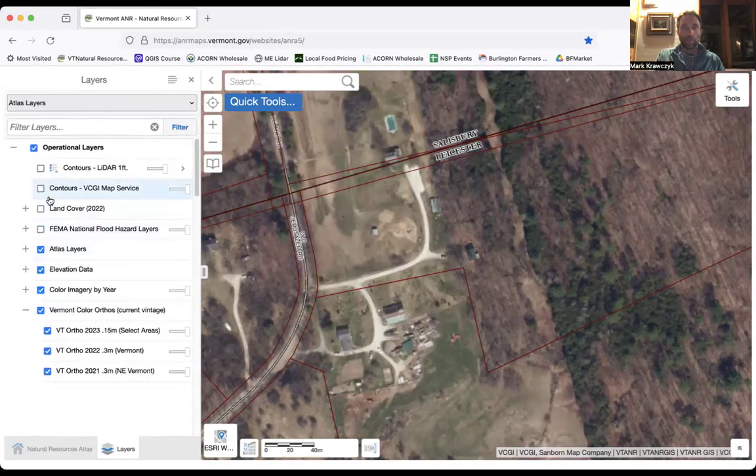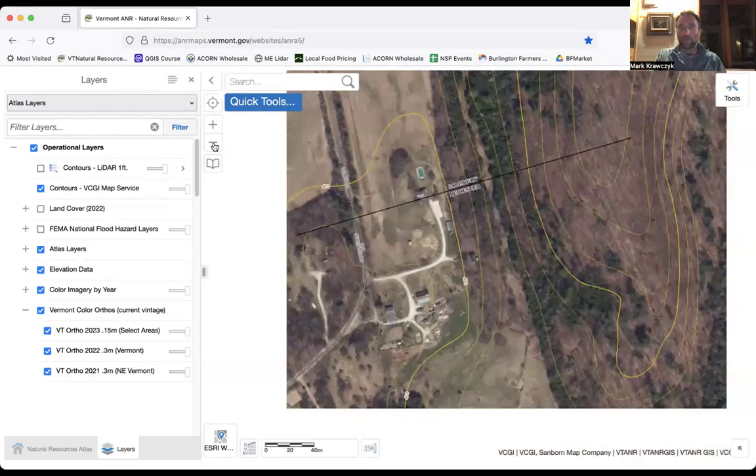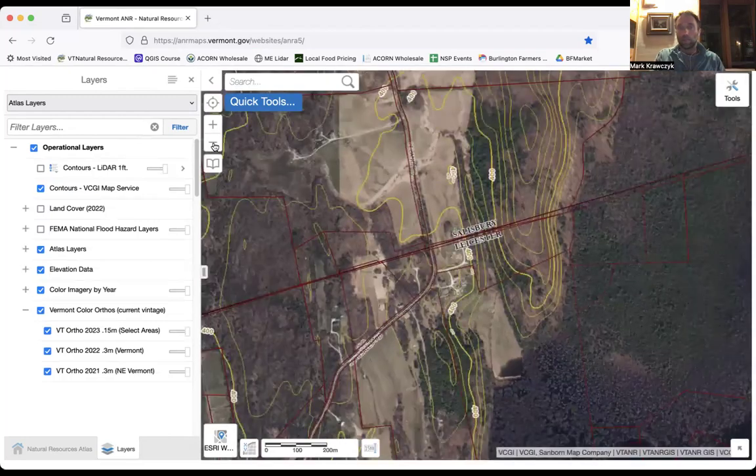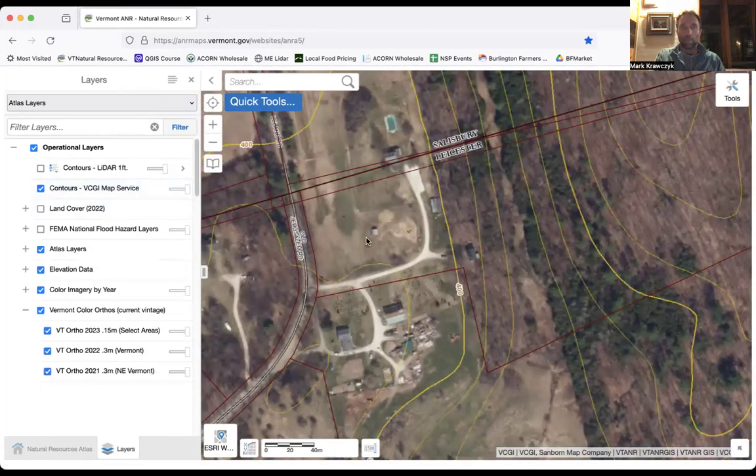But for now, what I'd like to ask is you start off with the VCGI map service contours that are going to give you those, often they're 20, in some cases even 50-foot contour intervals. So they're not giving you a lot of detail here. What they're telling you, especially if you zoom out a little bit, they're giving you an idea of the broad pattern of the landscape. But we're zooming in a little bit because we want to know about this part of this parcel. And we have no contour lines in that space.